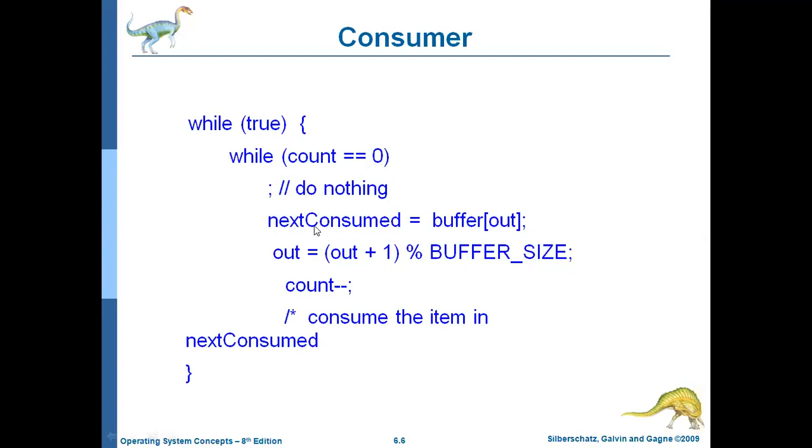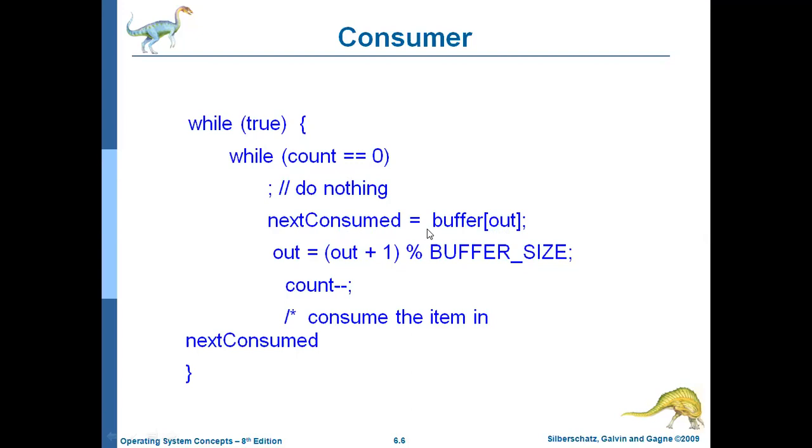So we move to the next statement, next consumed equal to buffer of out. What I told you: initially count value is 0, in value is 0, out value is 0, and buffer size is 5. At the end of the producer code, what is the count value? 5. And 5 equal to 0? No, the condition fails, so we move on.